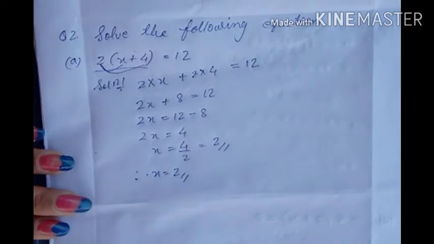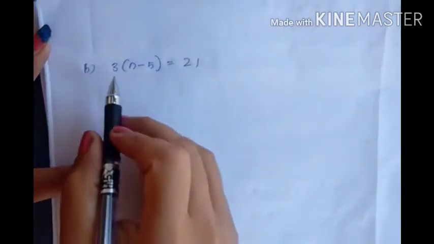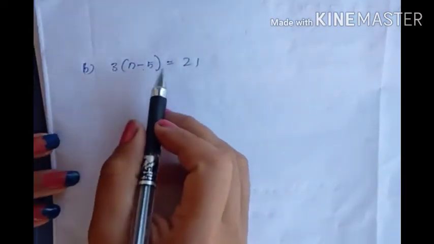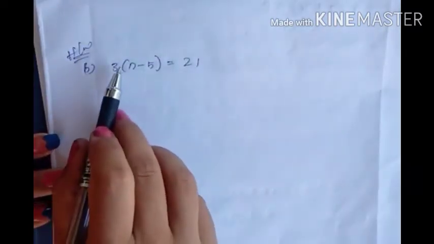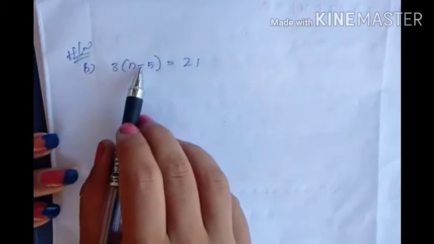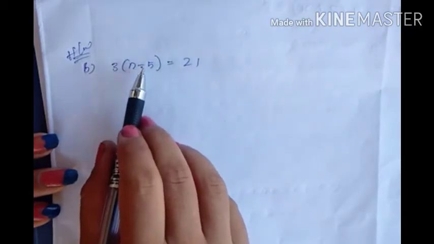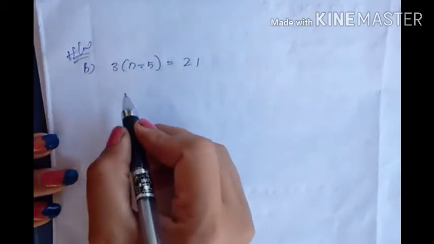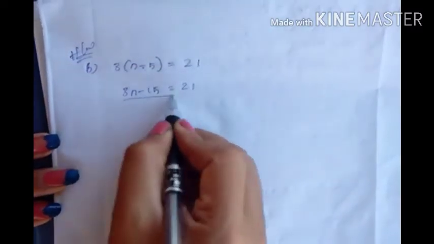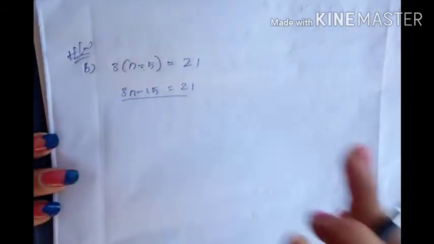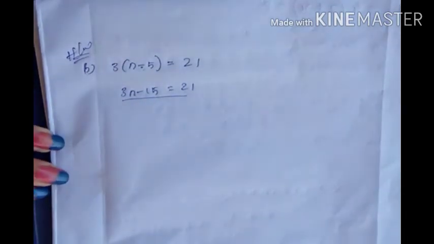So now come to the next question. Next question, 3(n minus 5) equal to 21. This question is your homework because this is just the same as question number 1, but here only minus is there. Okay, if it is minus, then you have to write minus. That means it will become 3n minus 15 equal to 21. Now you can solve this easily, isn't it? You can solve this easily by transposing the constant to the right hand side. Now see the next question.